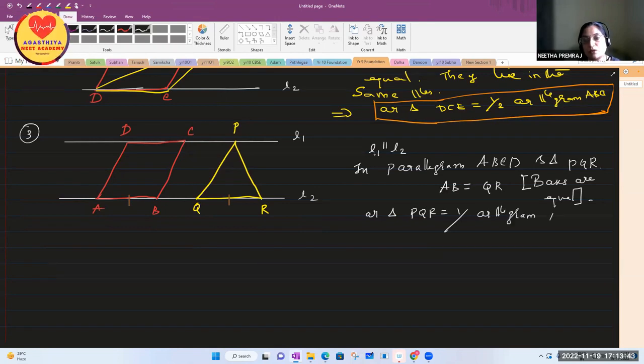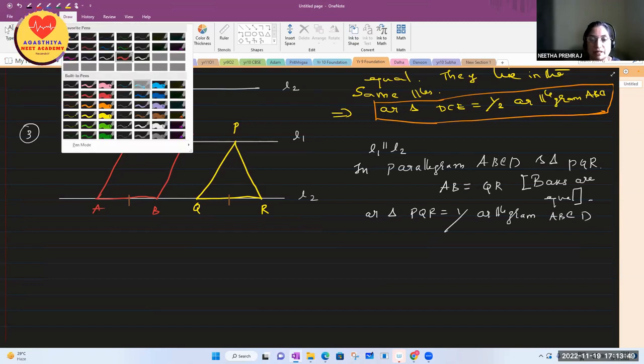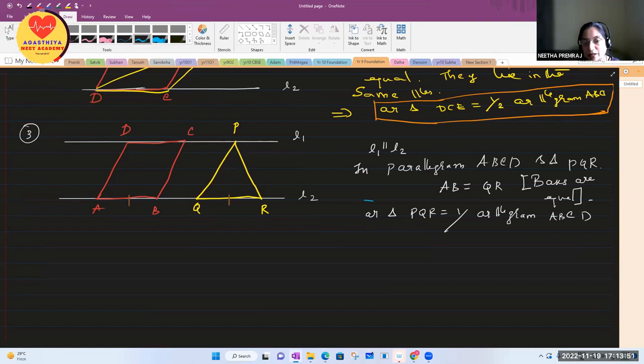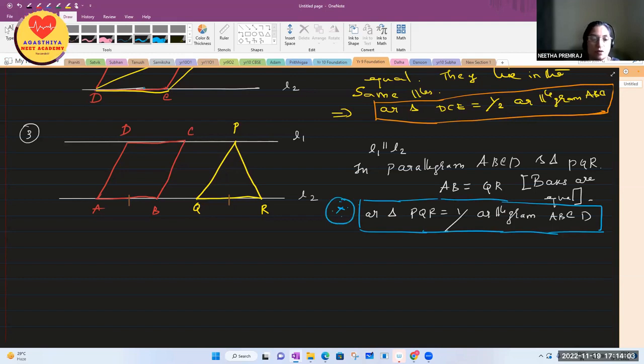ABCD. Okay, so they may lie on the same line or they may be separate. Never bother about it. The idea is they lie on the same parallels and have equal bases. That's it. Then area of the triangle must be half of area of the parallelogram. Okay, this you should know. This is the third concept, and now the fourth concept.